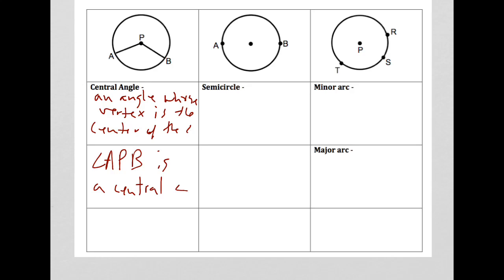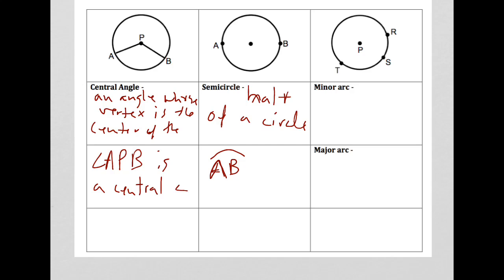Okay, a semicircle, I'll erase that. Hopefully you got that down already. A semicircle, you probably are familiar with that, is half of a circle. So we would denote that with a symbol like that, with an arc, talking about this half of the circle right here. That's arc AB. So that would be a semicircle since it's exactly half of the circle.